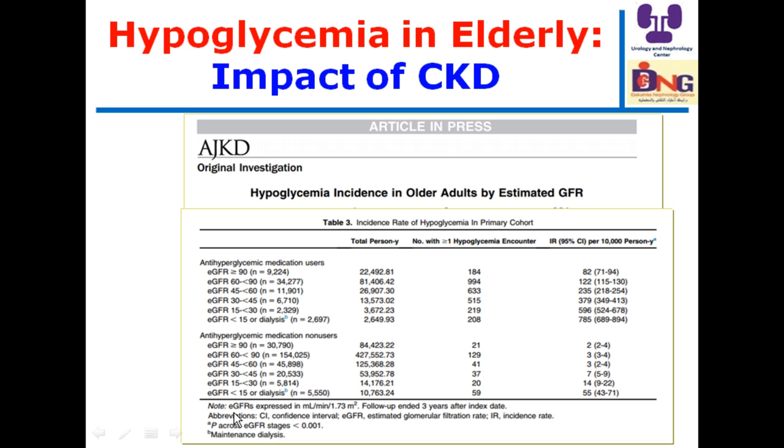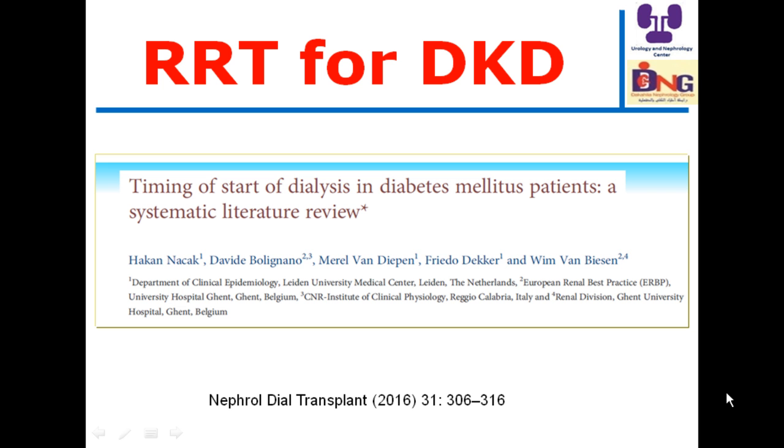So we should consider advanced chronic kidney disease as a risk for hypoglycemia, and keep that in mind. Regarding renal replacement therapy, is it wise to start dialysis earlier in a diabetic patient? This was an old dogma, to start the dialysis earlier. The answer from the systematic literature review is that there is no difference between diabetes and non-diabetes regarding the onset of starting dialysis.